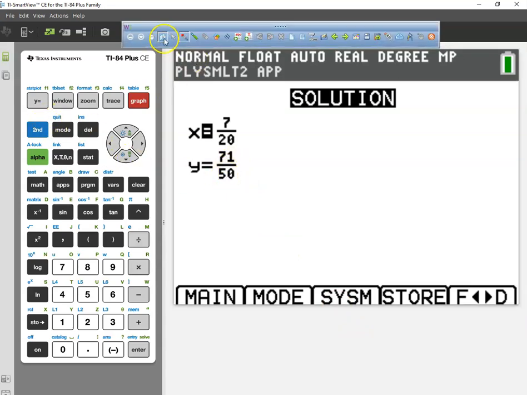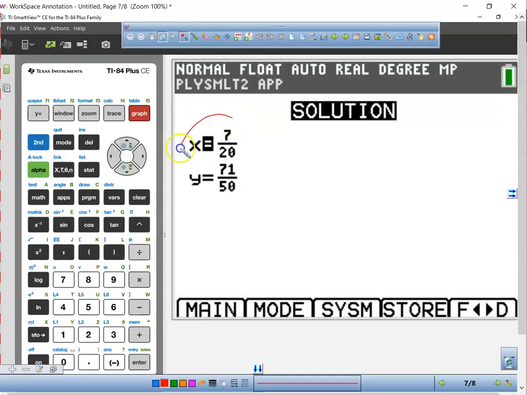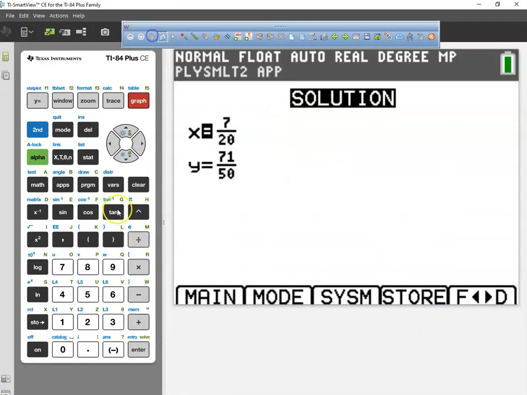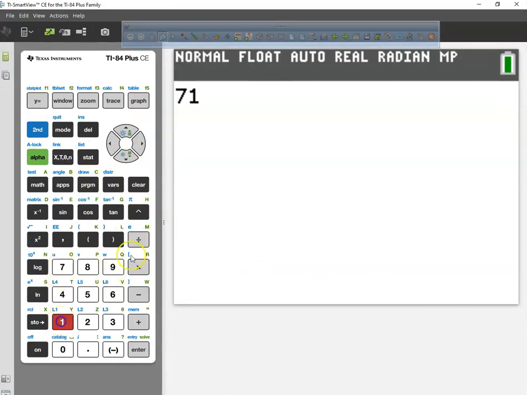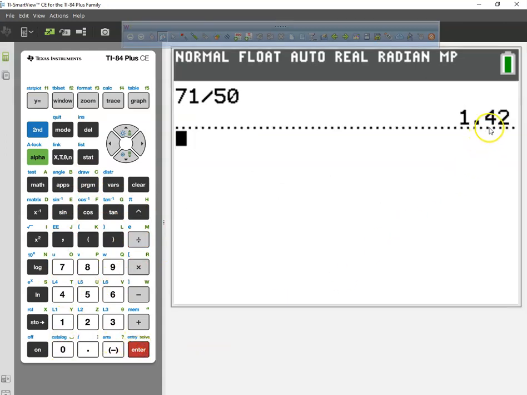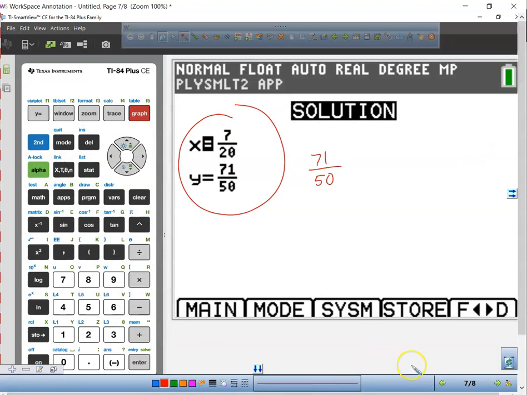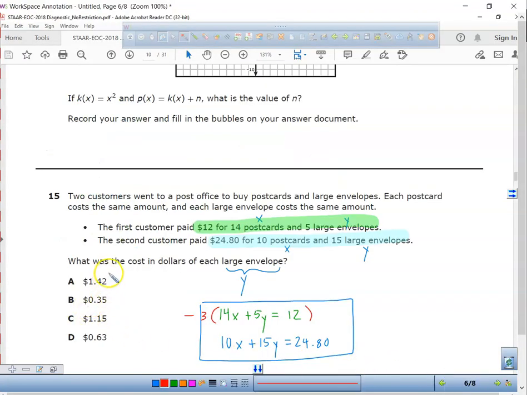Okay, could you guys, by the way, just write this down. Just write that down right there. In your calculator, just do 71 over 50. All right. So there we go. I'm going to hit the main. I'm going to quit the app. I'm just going to type in 71 divided by 50. What's it say? 1.42. All right, 1.42.